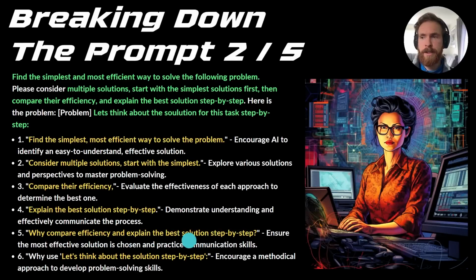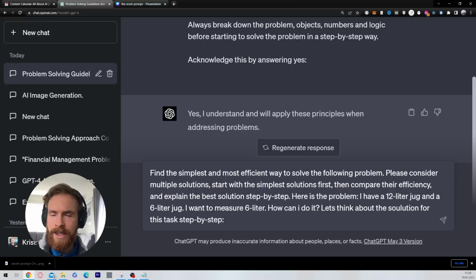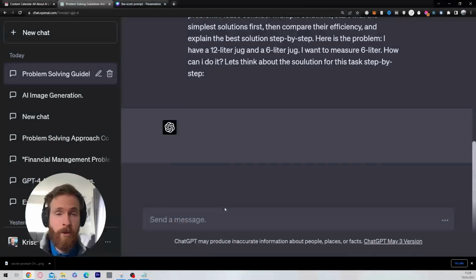Compare efficiency and explain the best solution step by step. Again, this is going to show later. And again, we have the let's think about the solution step by step. Encourage a methodical approach to develop problem solving skills. This is basically the whole prompt and the breakdown. So let's just run it. Now let's run this and see what we get.